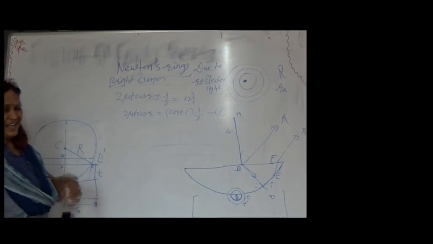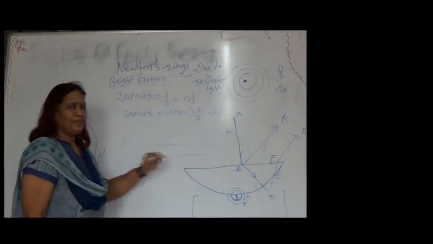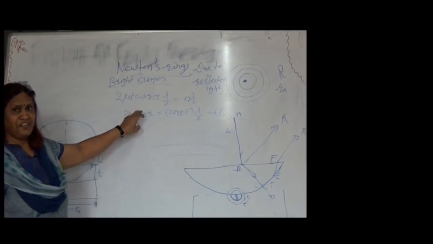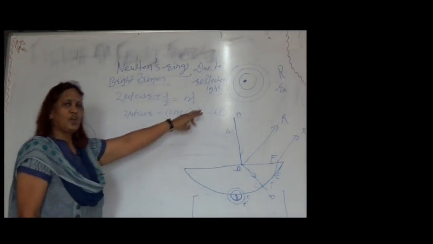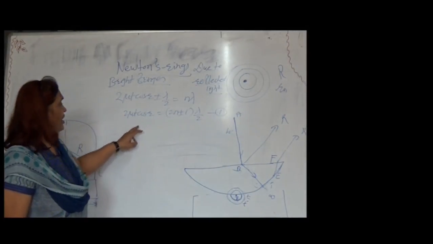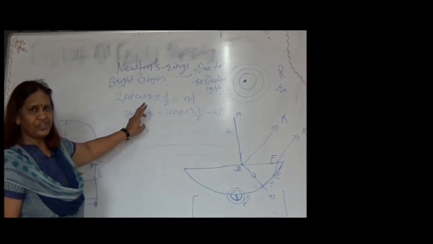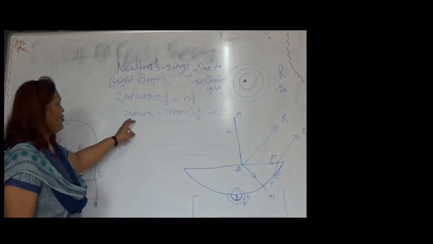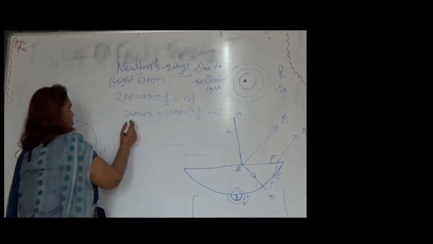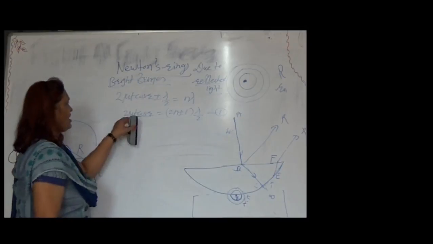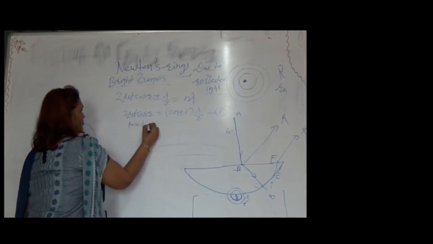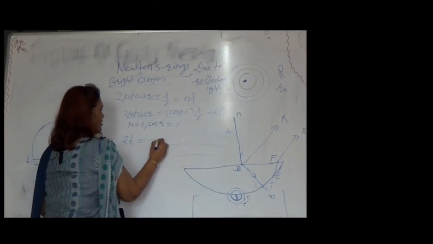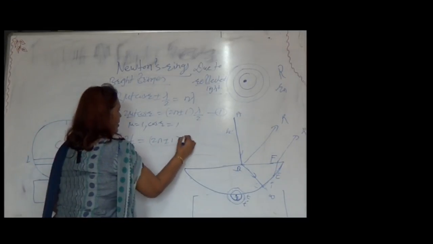But here the rays are incident normally on the plano-convex lens. So the value of cos r is 1, because for normal incidence the angle of refraction is 0 and cos 0 is 1, and the film is an air film, so the value of mu is 1. Substituting cos r equal to 1 and mu equal to 1, the same equation can be written as 2t is equal to (2n plus or minus 1) lambda by 2.